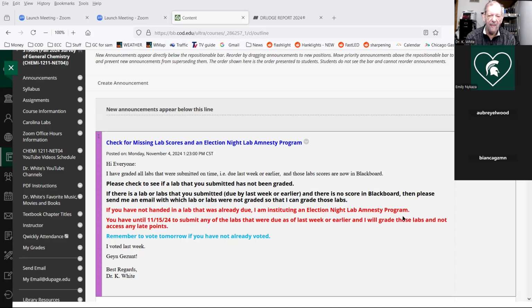Now, remember, brave men and women have died so you can vote if you're old enough to. You should vote. I believe in Illinois you can go in on the same day of registration, but I'm not sure. By the way, I do mail-in voting, so I voted, I think, last week or a week and a half ago. I've already voted. So don't forget, read this email that you got, an announcement about the missing lab scores and my election night lab amnesty program.